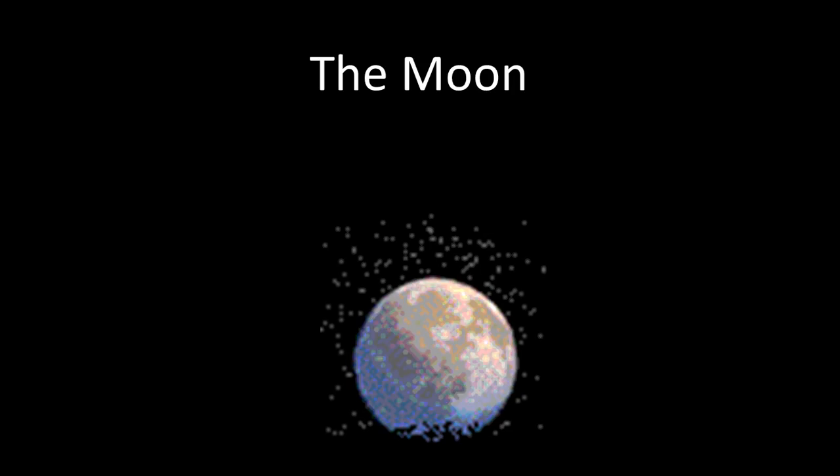Today we're going to be learning about the phases of the moon as well as the seasons and how those two things are affected by the positioning of the sun, the moon, and the earth. You should have your note sheet with you that will take you through the PowerPoint that I'm going to show you today.